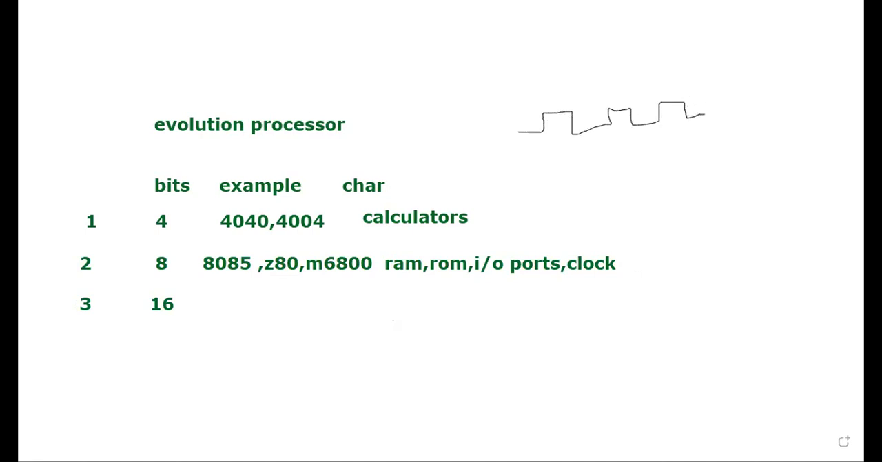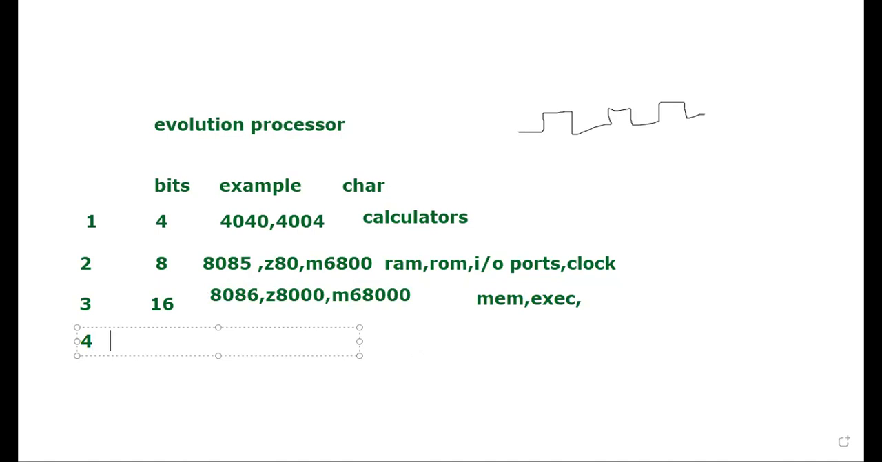Then 16-bit microprocessors, if you see, are 8086, 80186, 80286, 8088, Z8000, Motorola 68000. All these were 16-bit microprocessors. Naturally, the memory capacity was increased, as well as the execution speed, and these microprocessors were used for multi-processing environments.